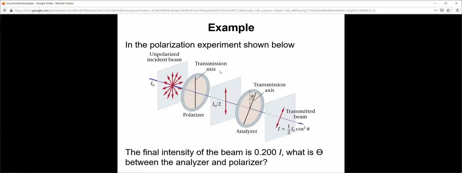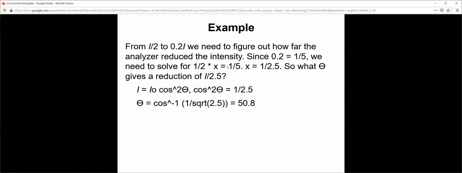Meaning, the analyzer needs to take whatever the initial intensity was before it and cut it down by 1 over 2.5 to give us our final result, which is what's going on in our equation here. I tried to write I naught, an I with a lowercase o at the end. Again, Google Slides sucks for writing equations. I'm sorry.